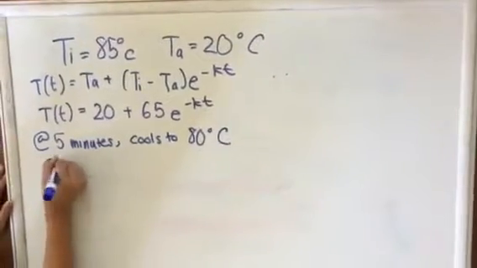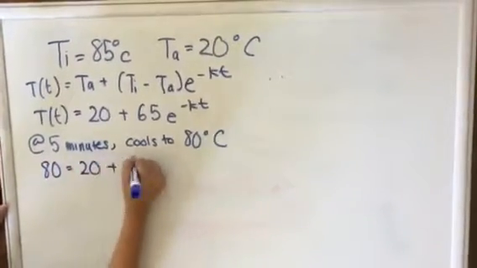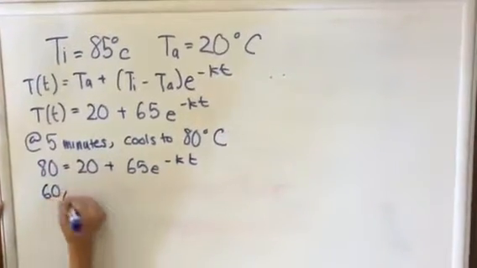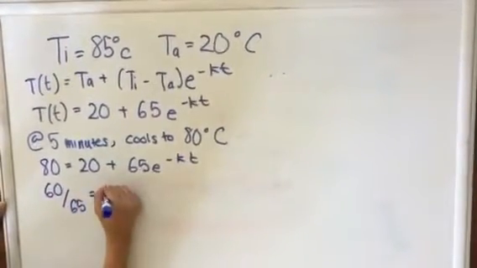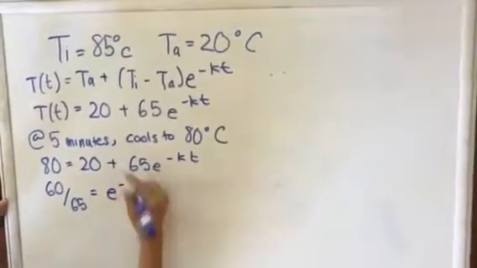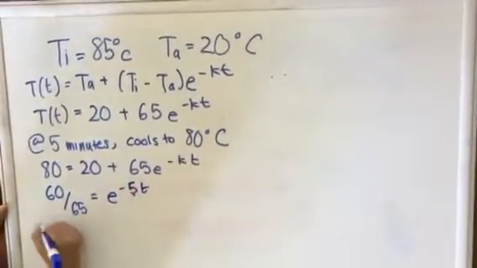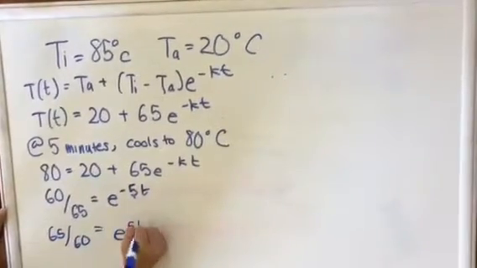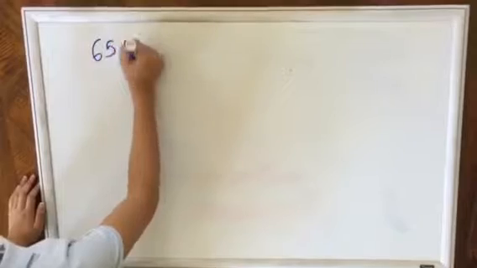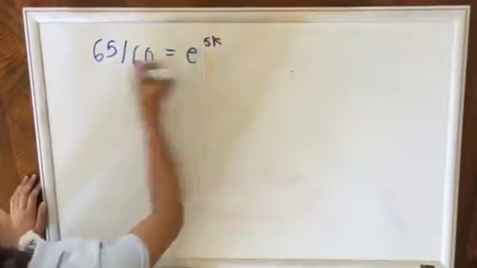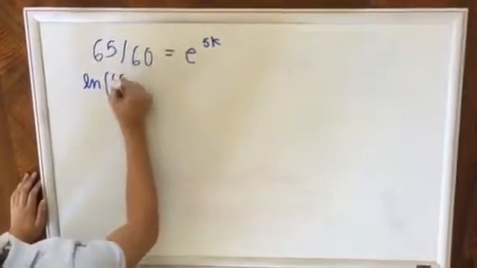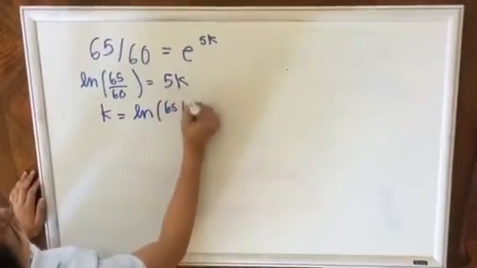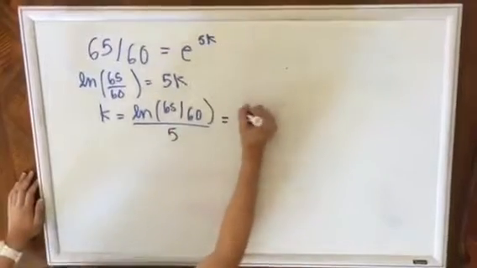Knowing that it takes 5 minutes to cool to 80 degrees Celsius, this is our final temperature. Temperature ambience is 20 degrees Celsius, while the initial minus temperature ambience is 65 degrees Celsius, and t is 5 minutes, giving us the equation 80 equals 20 plus 65e to the negative 5k. Moving the numbers to one side, you'll get 60 divided by 65 is equal to e to the negative 5k. Then to take out the negative, you take the reciprocal of both sides, and then take the natural log of both sides to cancel out the e, and then k is equal to 0.016.